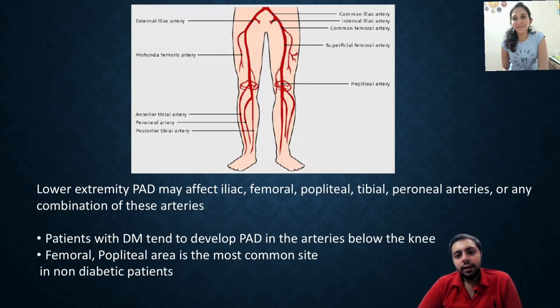Then again, the popliteal artery divides into three. Below the knee, we have the anterior tibial, posterior tibial, and the peroneal arteries. So these are most of the arteries involved in the leg. In patients who have diabetes, it is most common to see peripheral artery disease below the knee, whereas in non-diabetic patients it is most commonly seen in the femoral and the popliteal area, not below the knee.